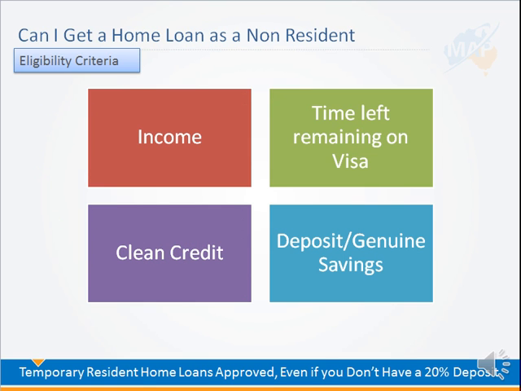The general guide though for getting approved on a visa is you have to fit 4 criteria. Firstly, you've got to have sufficient income. Secondly, you've got to have time left remaining on your visa. Thirdly, you've got to have clean credit. And finally, you've got to satisfy the bank's deposit or genuine savings requirements.